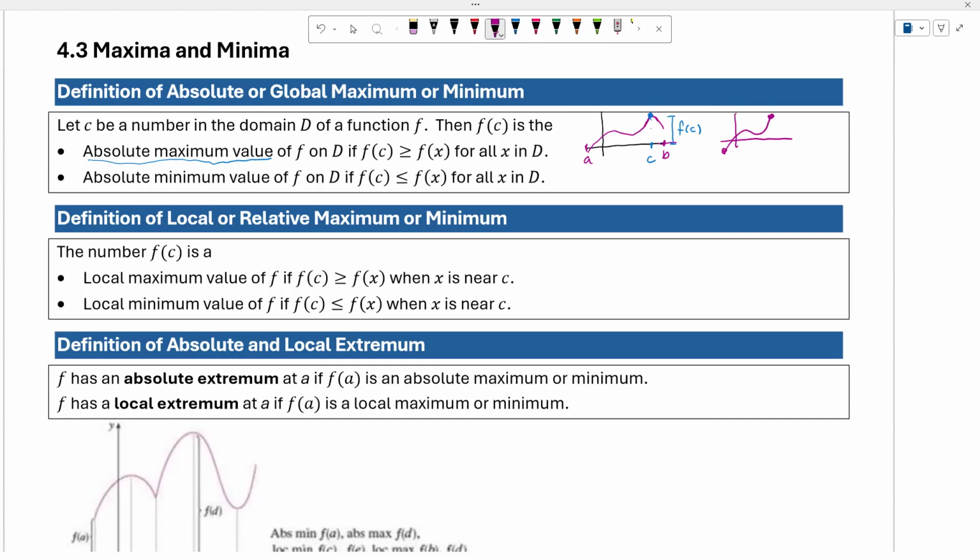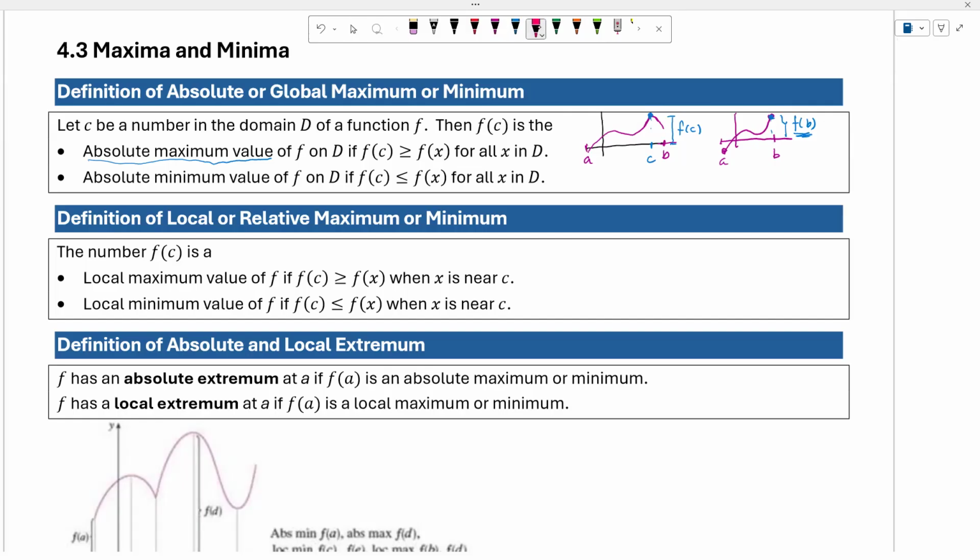So in this case, again, the domain is from A to B, okay? Now, in this case, you will see that here, f of B is the largest output within this domain. So therefore, in this case, f of B is the absolute maximum value, okay? So again, when we talk about the absolute maximum or minimum values, we need to look at the endpoints as well, okay?